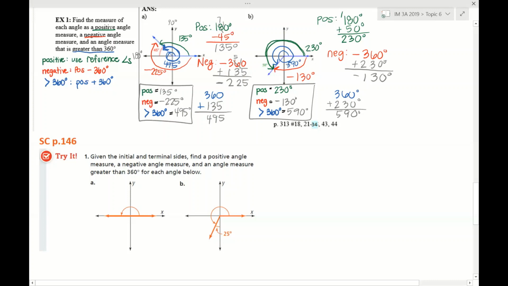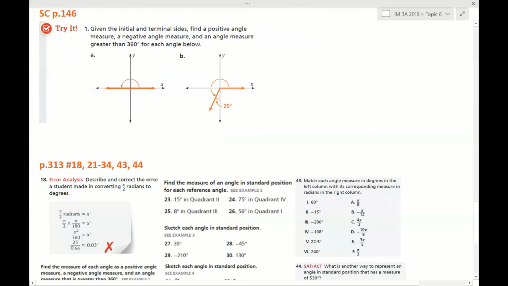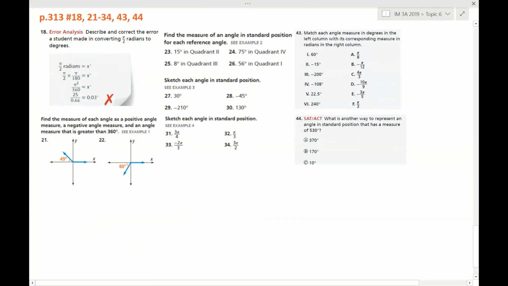So there were a lot of different concepts. For the assignment today, we're doing on page 313, 18, and then 21 to 34. So that changed. It did say 38 on your notes page, so you're going to need to fix that. And then 43 and 44.